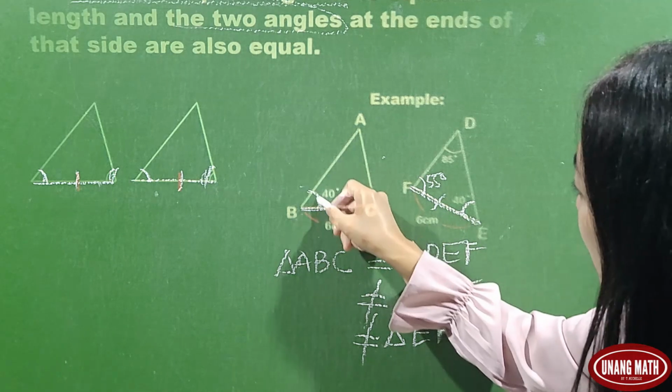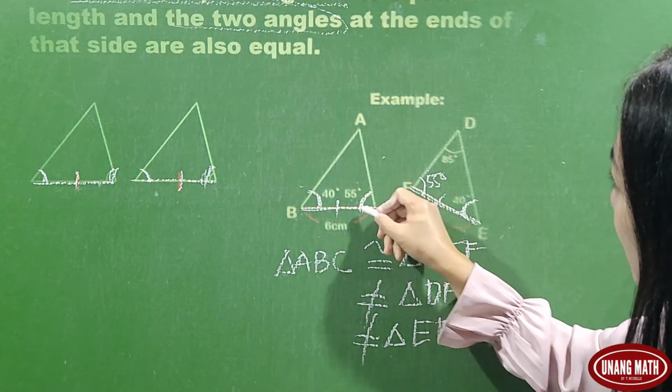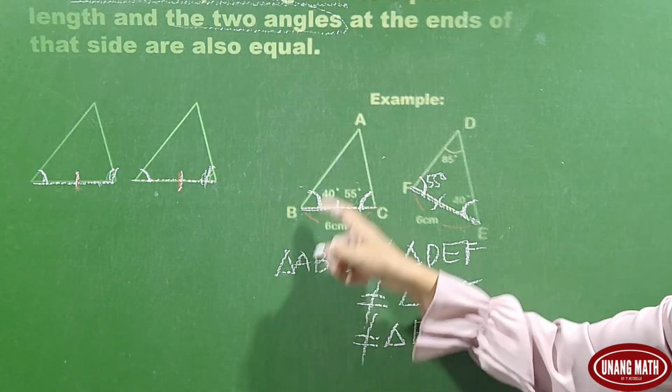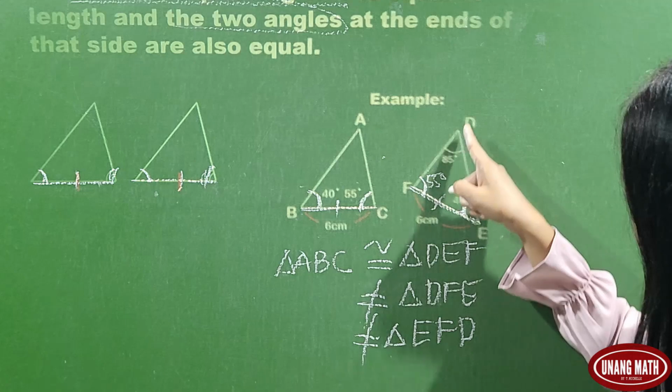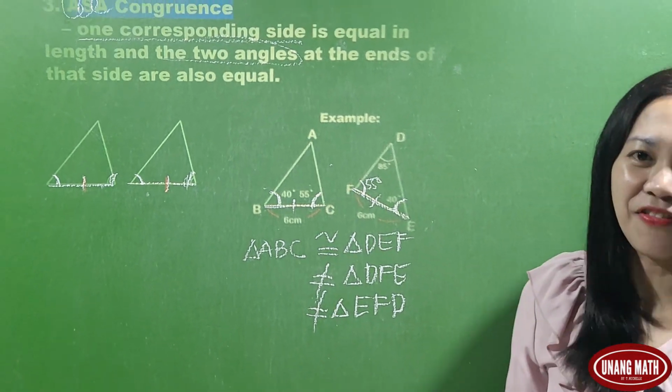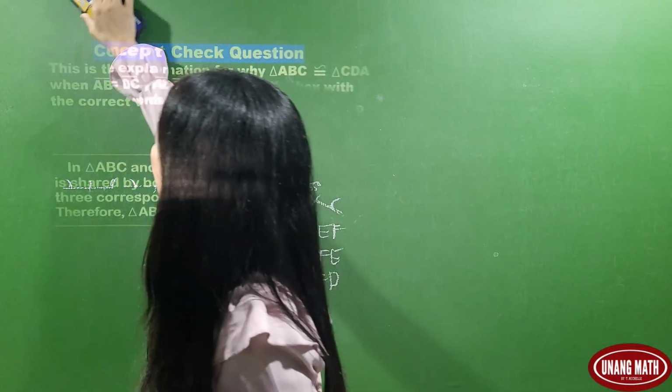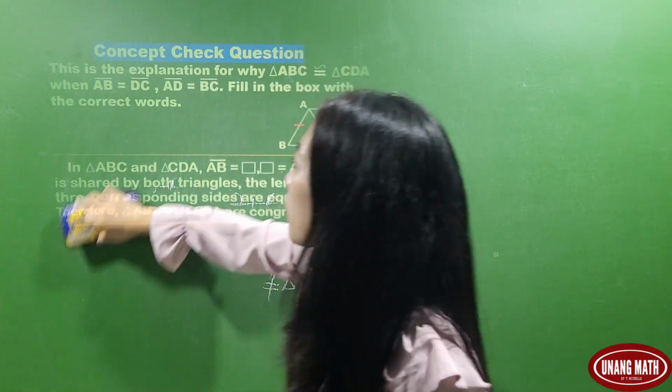And the two angles at the ends must be equal in measure. So, triangle ABC is congruent to triangle DEF. Okay, for another example, let's answer this concept check question.